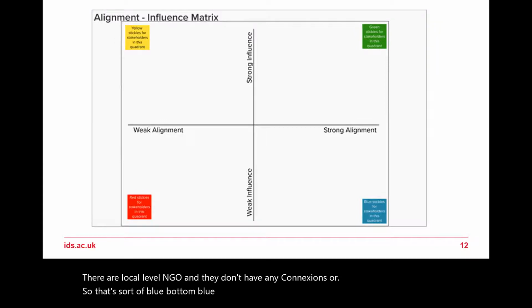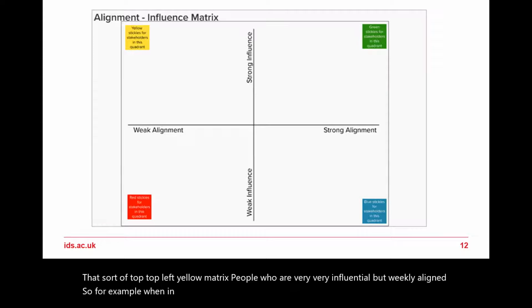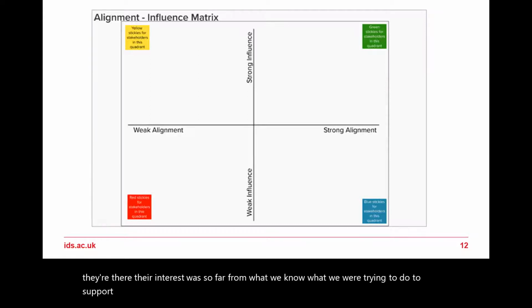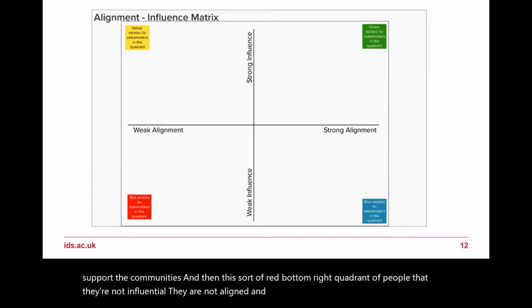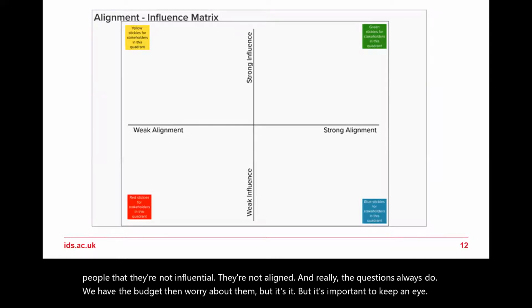The top left yellow quadrant is people who are very, very influential but weakly aligned. For example, in Oxfam, when we were working with the oil and gas companies, they were so powerful, but their interest was so far from what we were trying to do to support the communities. And then the red bottom right quadrant is people who are not influential and not aligned, and really, the question is always, do we have the budget to worry about them? But it's important to keep an eye, because situations change.